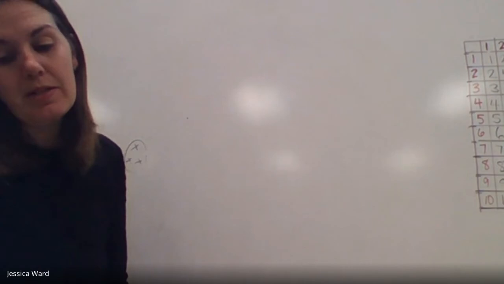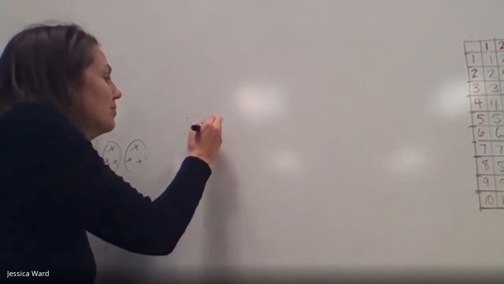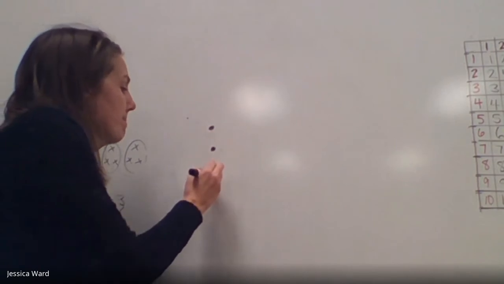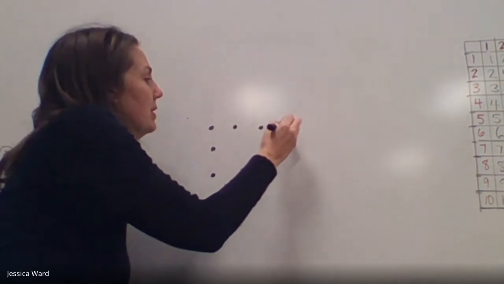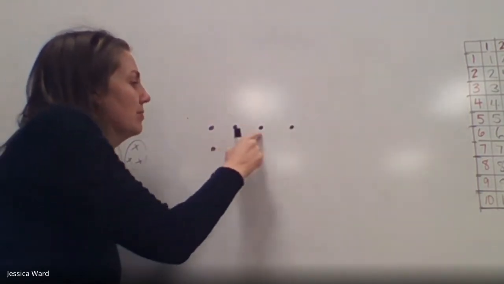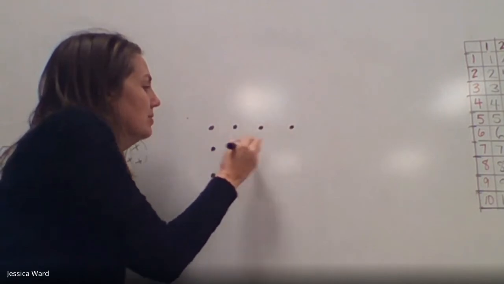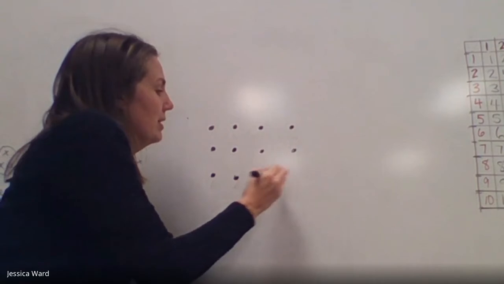So first I'm going to start with an array showing 3 times 4. So I'm going to have 3 rows, and each row is going to have 4 in it. So I have 3 rows. Each row has 1, 2, 3, 4 in it. So 1, 2, 3, 4. 1, 2, 3, 4.